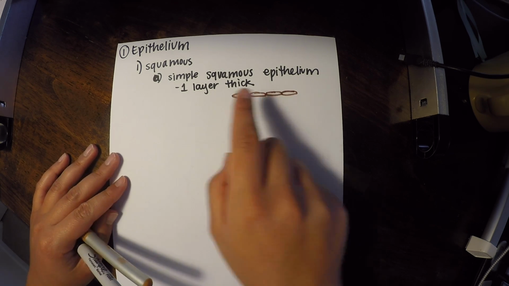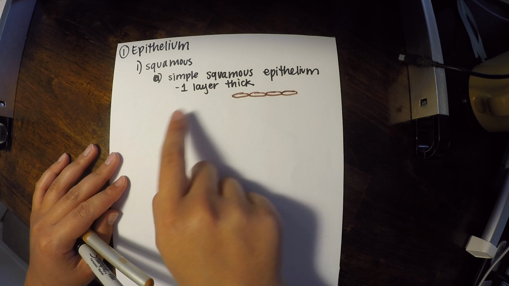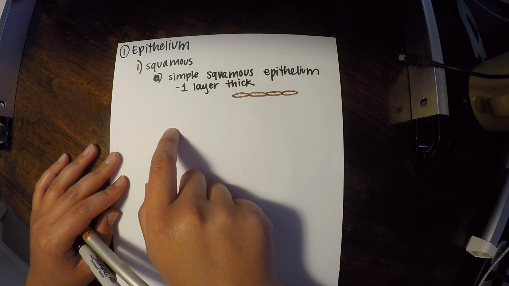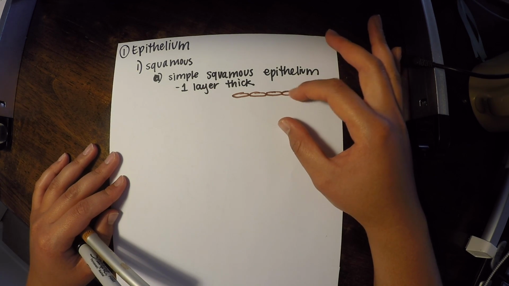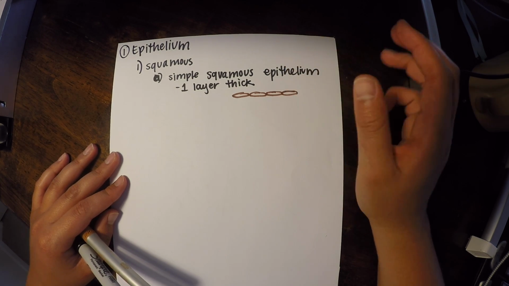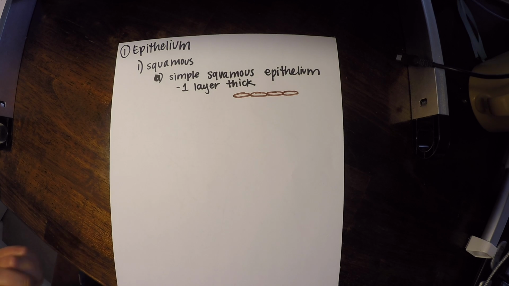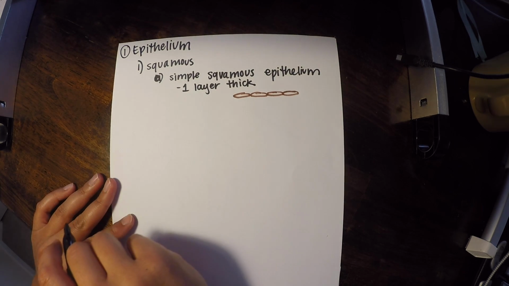When we say the word simple, we usually mean one layer. When we use the word stratified, we mean more than one layer. And squamous is just this squished-shaped cell. And remember we said epithelium is the outside, or any sort of lining tissue. All right, so we figured out what our first type of squamous epithelium is.